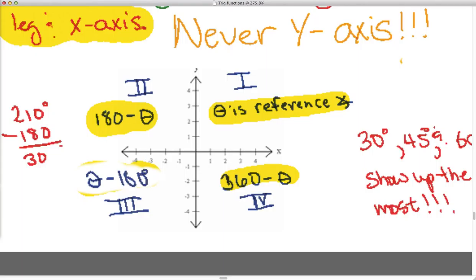Okay, and if I'm looking in the fourth quadrant, it's 360 minus theta. Everything else is okay. So you got a free example out of your concept video. All right, so back to reference angles. So always with the x-axis.